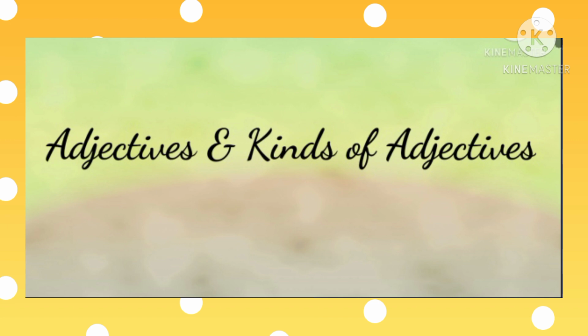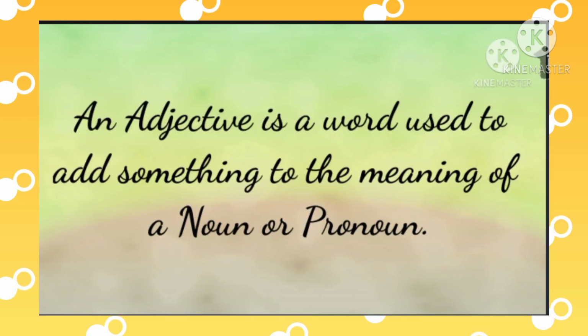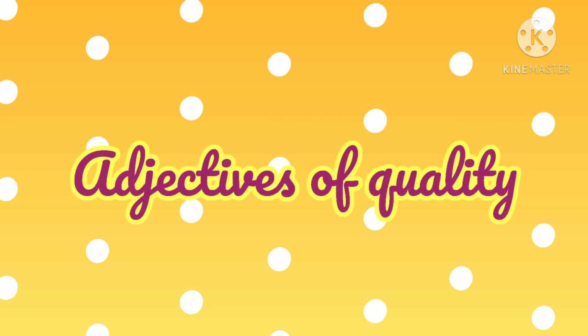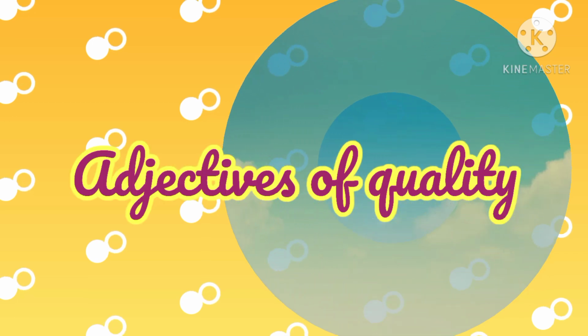In our previous class, we learned about adjectives and kinds of adjectives. We know an adjective is a word used to add something to the meaning of a noun or pronoun. Then we learned about kinds of adjectives. Adjectives can be classified into 8 kinds. They are adjective of quality, adjective of quantity, adjective of number, demonstrative adjective, distributive adjective, interrogative adjective, possessive adjective, and proper adjective. Then we discussed adjectives of quality.